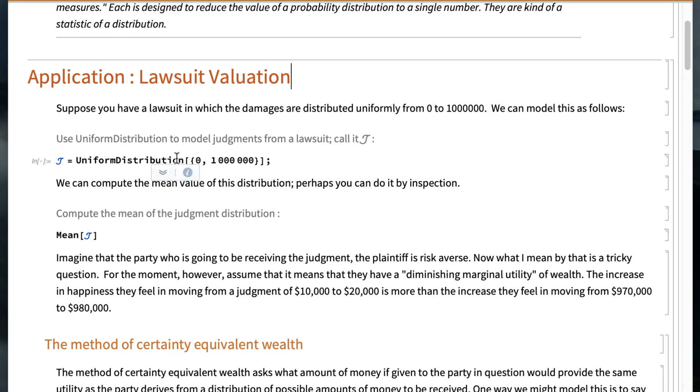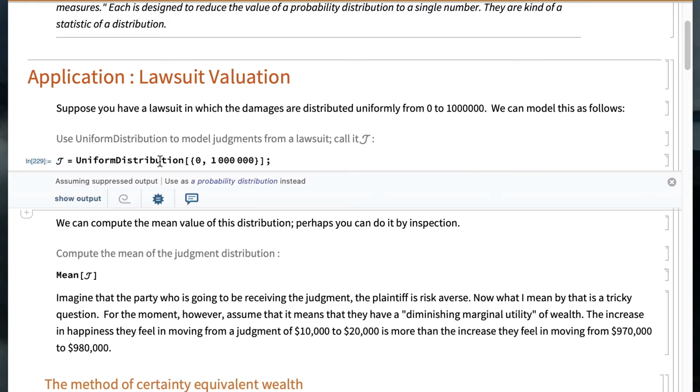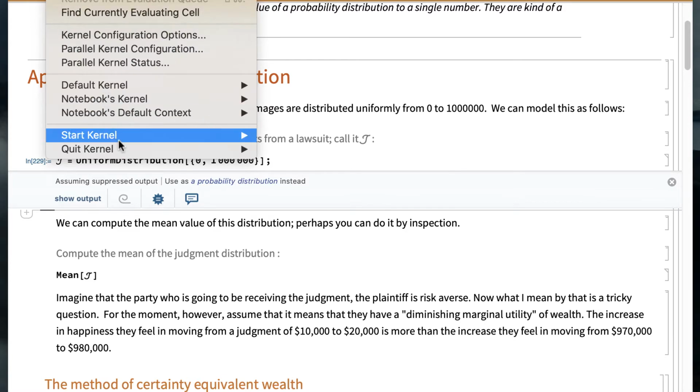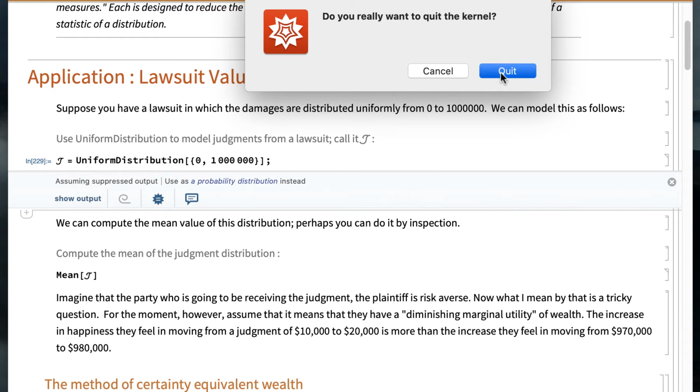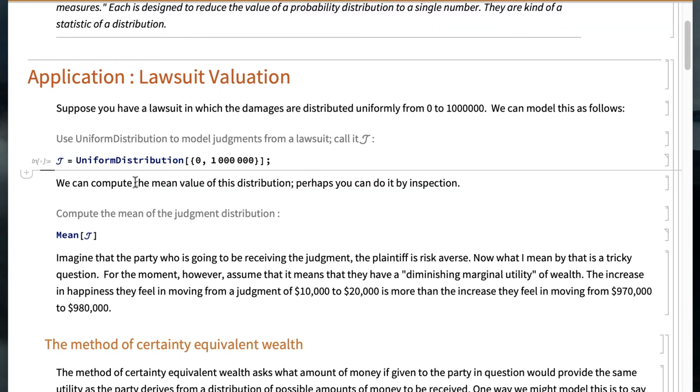And in the Wolfram language, we can model this as a uniform distribution on the interval 0 to 1 million. We'll call that script J. All right, so now our kernel knows about that. And you know what? Let's do good hygiene. Let's quit our kernel, make sure I don't have any lingering stuff from some previous work today. All right, everything's turned back navy, meaning that there's nothing there. And we'll reevaluate and get the kernel fired up again.